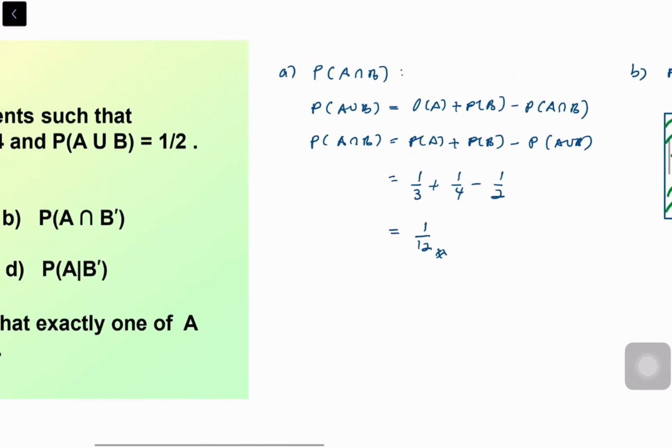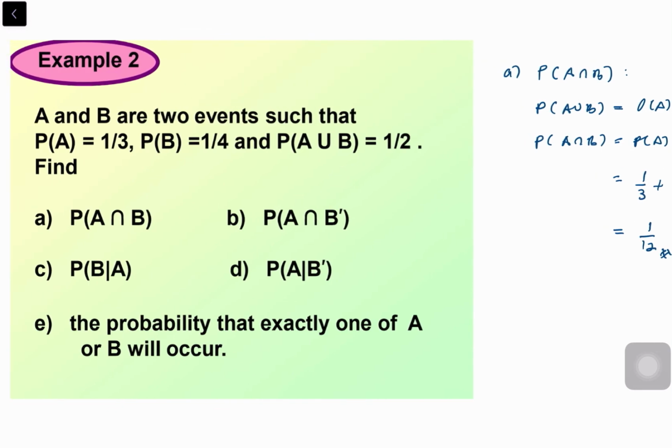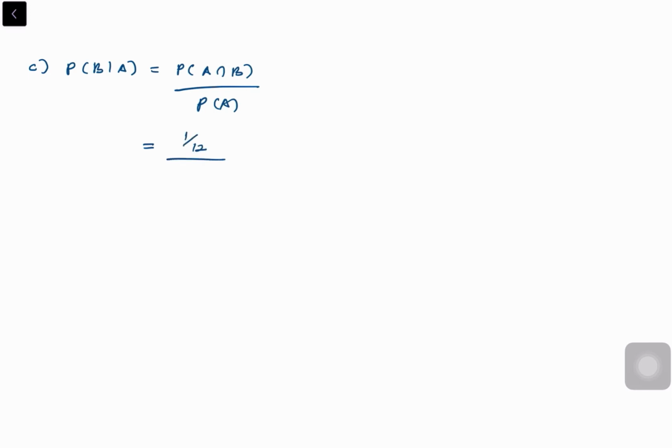Okay, now let's proceed with C, where we have B given A. So we're looking for the probability of B given A. We're going to use the formula of conditional probability, which is equivalent to the probability of A intersect B divided by the probability of A. Putting in the value of A intersect B, which is 1 over 12, divided by P(A), which is 1 over 3, this is equivalent to 1 over 4.